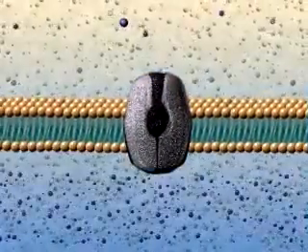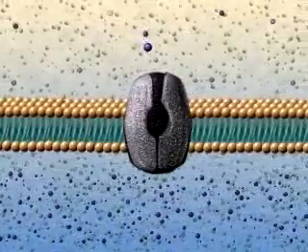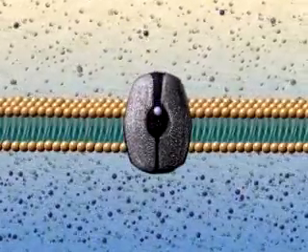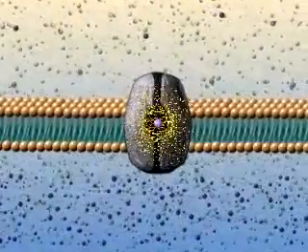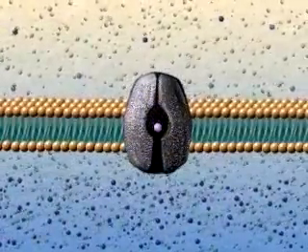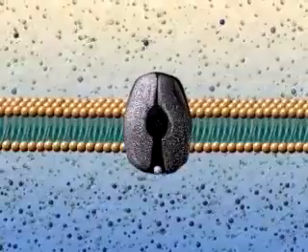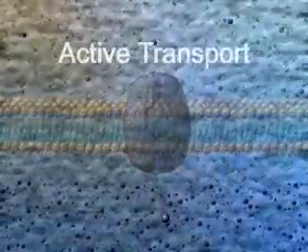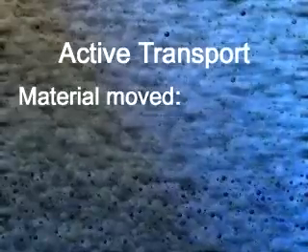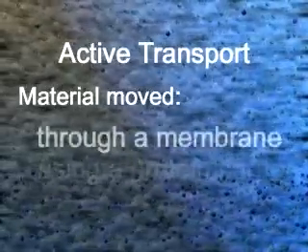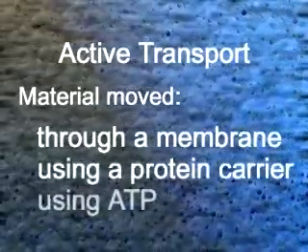However, there are materials that need to be moved against their concentration gradient. This process requires energy, ATP, and protein carriers that are found in the plasma membrane. Active transport is defined as material moved from a low concentration to a high concentration through a membrane using a protein carrier that requires ATP.